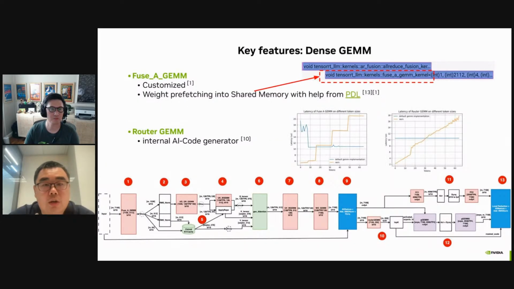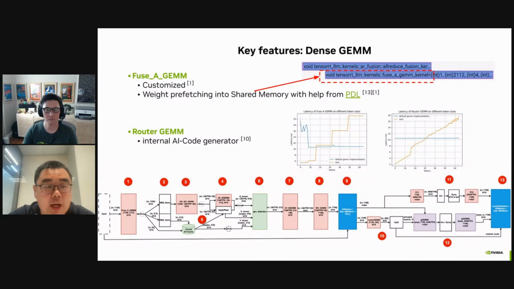The next key feature is about dense GEMM. We have chosen the two DP-based GEMMs to optimize, the Fuse A GEMM and Router GEMM, because these two GEMMs cannot be sharded by multi-GPUs, and we need to optimize them, or they will be a bottleneck. We have written two customized kernels, and as shown in this perf comparison figure, for our workload scenario with tokens 4, our kernels have better performance than the default PyTorch implementation.